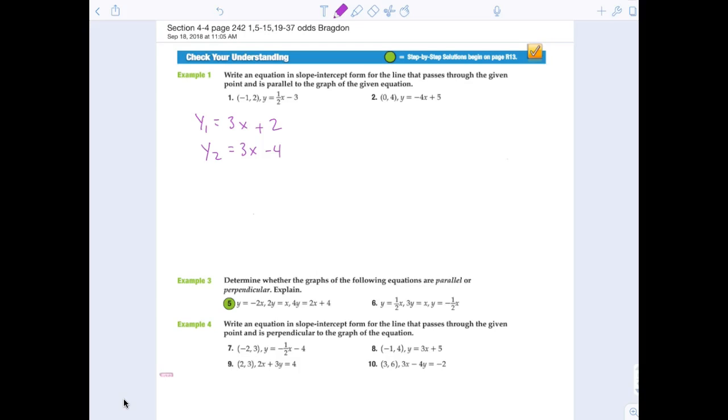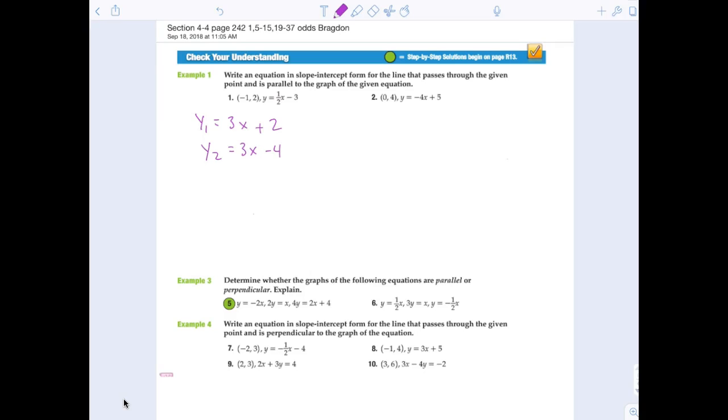So under y1, I want everybody to type in 3x plus 2. Under y2, I want you to type in 3x minus 4, and then I want you to hit graph. All right? And then I want to see. Somebody show me. I want everybody to show me. And then you kind of pay attention here. So does everybody see that now? So what makes them parallel? What makes them parallel is that their slopes are what? The slopes are the same.